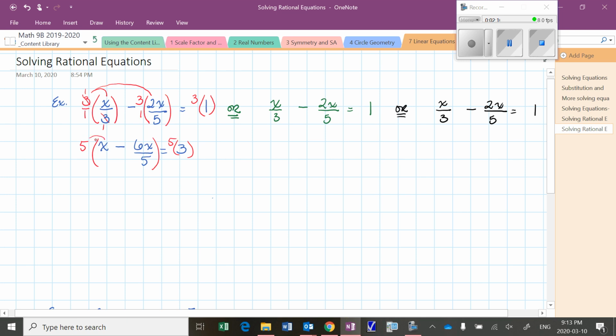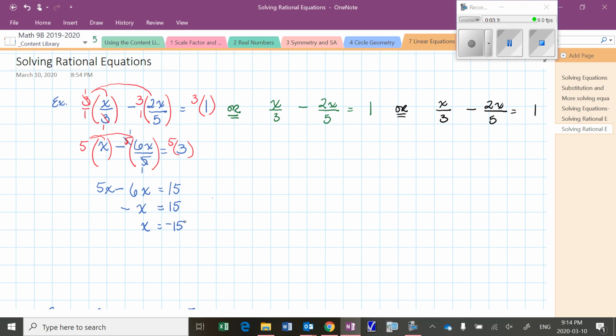Once again, we distribute that 5 into both terms, so I'm just going to write that twice. And so 5 times x is simply 5x, and then 5 over 5 in this case is the same as 1 over 1, so 5x minus 6x is equal to 15. And then in this particular case, we will do our 5x minus 6x, which is negative x, is equal to 15, and then multiply both sides or divide both sides by negative 1, in which case x is equal to negative 15. Fantastic.